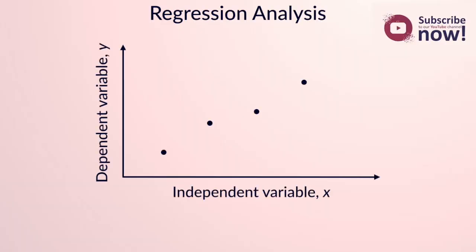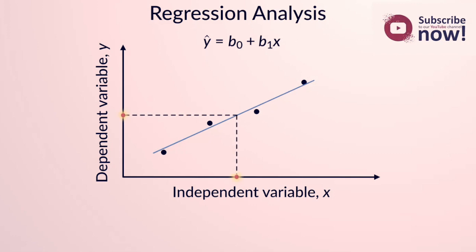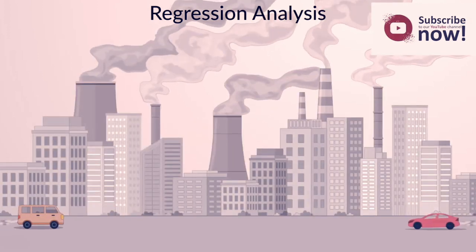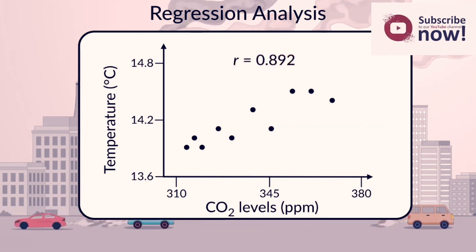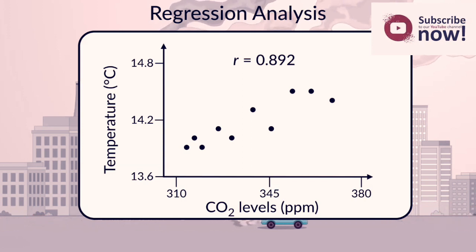Regression analysis is a statistical method of developing a mathematical model to estimate a relationship between variables. It is used to predict the value of a dependent variable based on another independent variable. For example, consider a dataset having a strong linear relationship with a correlation coefficient of 0.892.